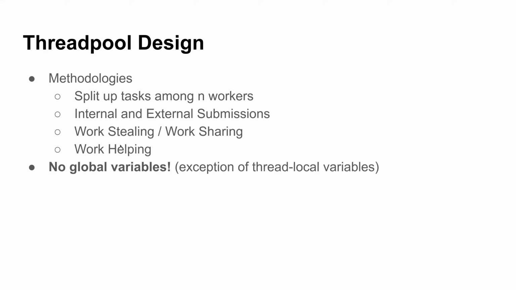Then we have, of course, our work stealing and work sharing approach, which is what we just talked about. And we have a slide on that, so I won't go into too much detail here right now. And then we have work helping, which is also a good thread pool technique to do. Also, no global variables at all. As I mentioned in previous slides, everything should be static, with the exception of thread local variables. And I'll get into why that is in a minute.